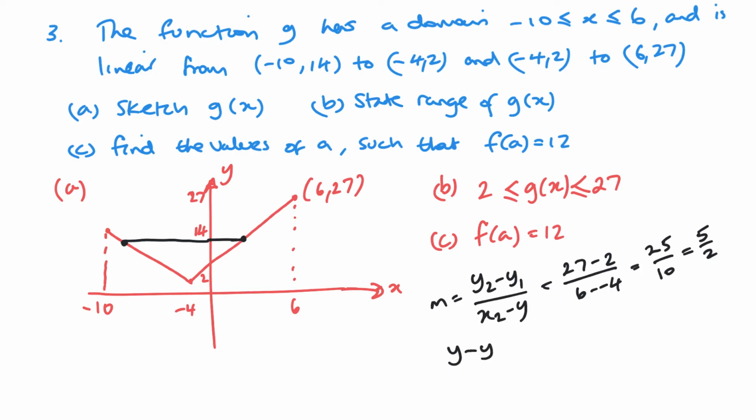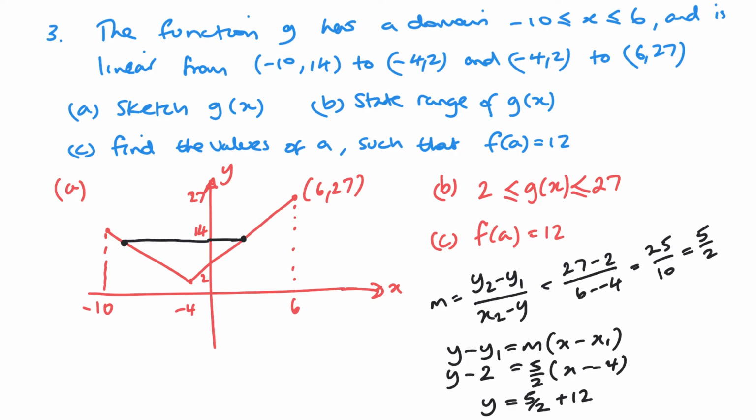So y minus y1 equals m times x minus x1. So y minus, let's do the 2 and the minus 4, 5 over 2 times x minus 4. So I'm just going to skip a few steps here, but we get 5 over 2x. 5 over 2 times a positive 4 is positive 10. Plus 2, so that's going to give me 12. So that's my first function.